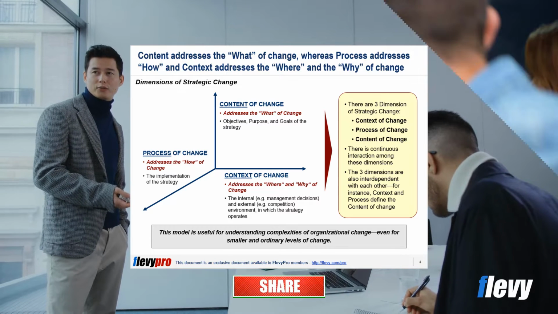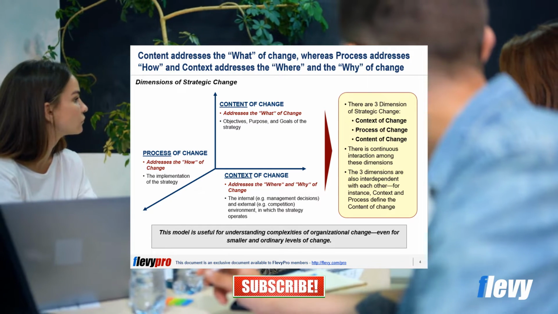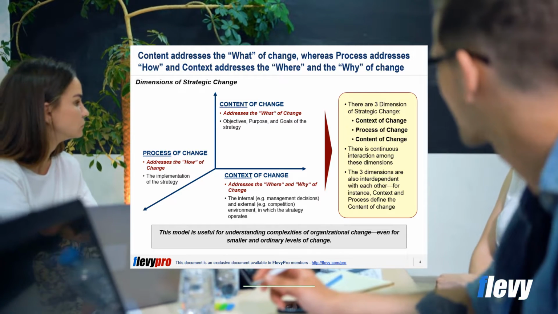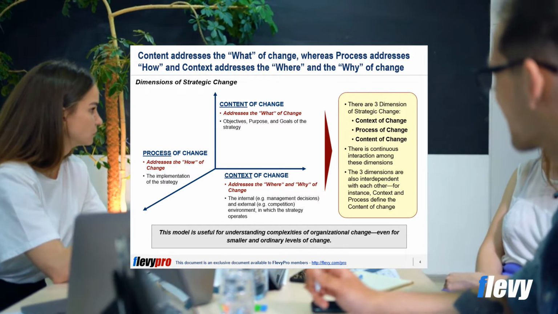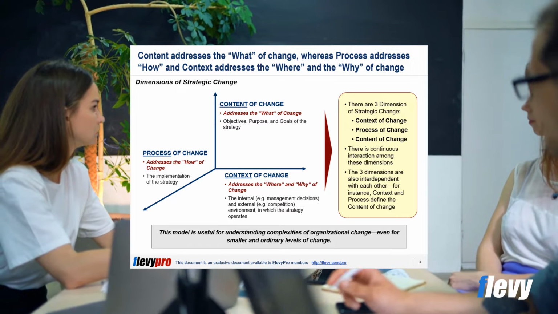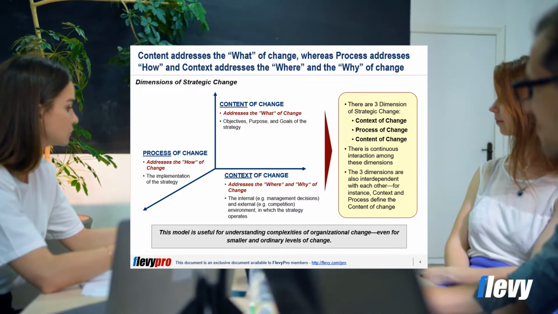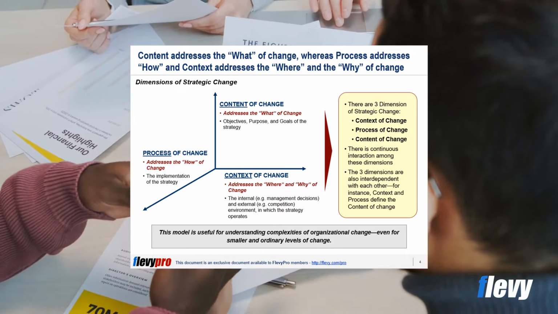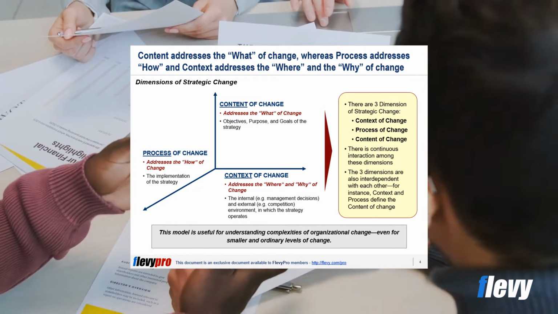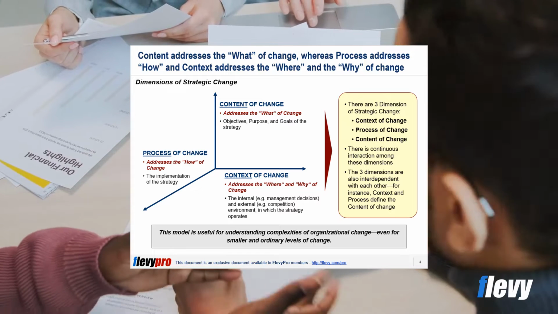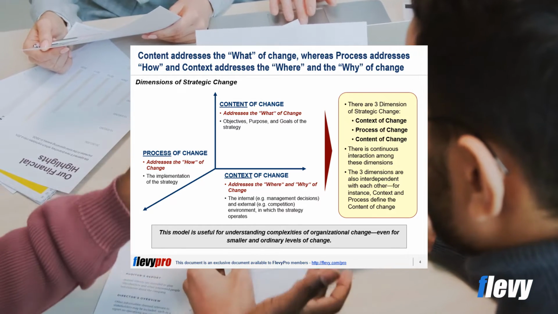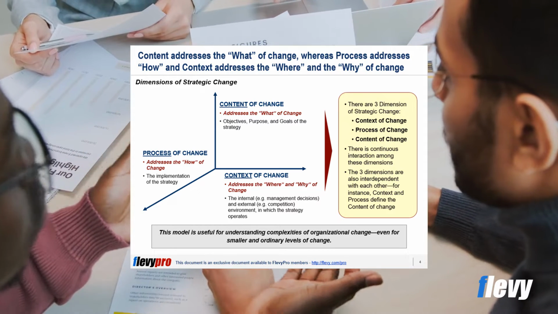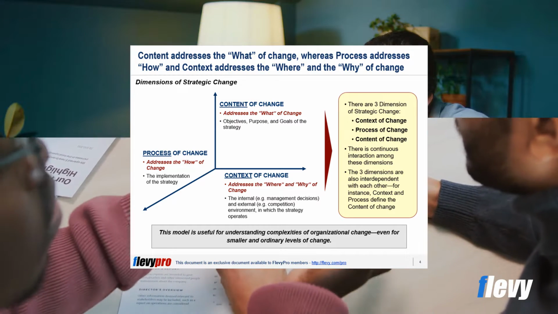For instance, context and process define the content of change. This model proposes change should not be considered only in terms of the processes, but should also consider the historical, cultural, and political features of the organization. In fact, successful change is a result of the interaction between the content which addresses the what of change, the process which addresses the how of change, and the organizational context which addresses the where of change.